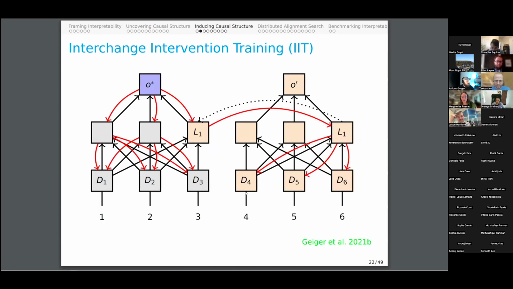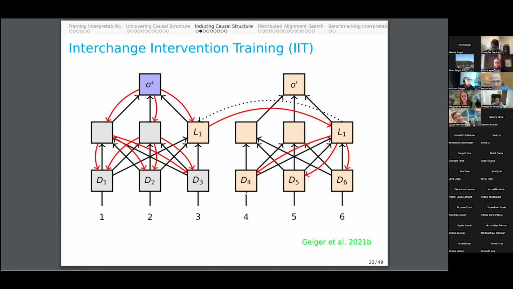Now, inducing causal structure. Something pretty cool about this whole setup is that before, we were in this mode of falsifying high-level hypotheses, but you can also use the high-level hypothesis as a source of supervision during training of the network. You can use interchange interventions during the gradient descent process and update the neural network to have a particular modular high-level structure.